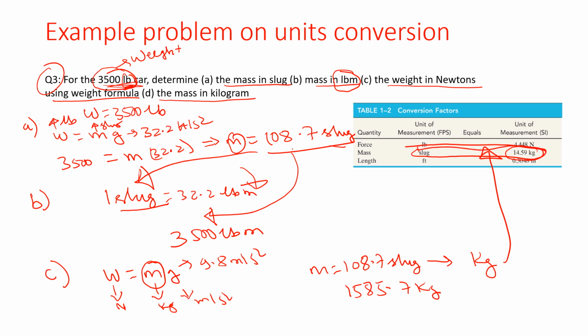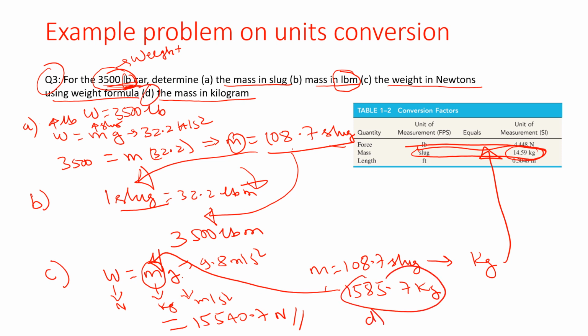This is just the unitary method. So put this value here, mass is given here, acceleration due to gravity is given here, and if you put this here, what you get is 15540.7 Newton. And D part is, we already got this value. D part is the same thing here, the same mass here. So we're able to calculate everything here.